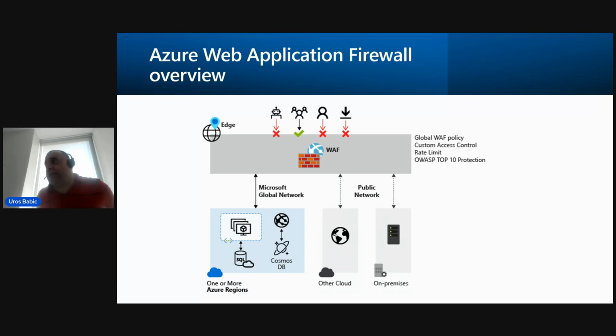Very important, everything is compliant with the OWASP top ten protection, and I have a connection with the Microsoft Global Network and the Web Application Firewall. I have the public network and I have connection from on-premises with some central hub connectivity, for example, hub and spoke topology, in one or more Azure regions, and that is the approach for how we define this type of architecture.